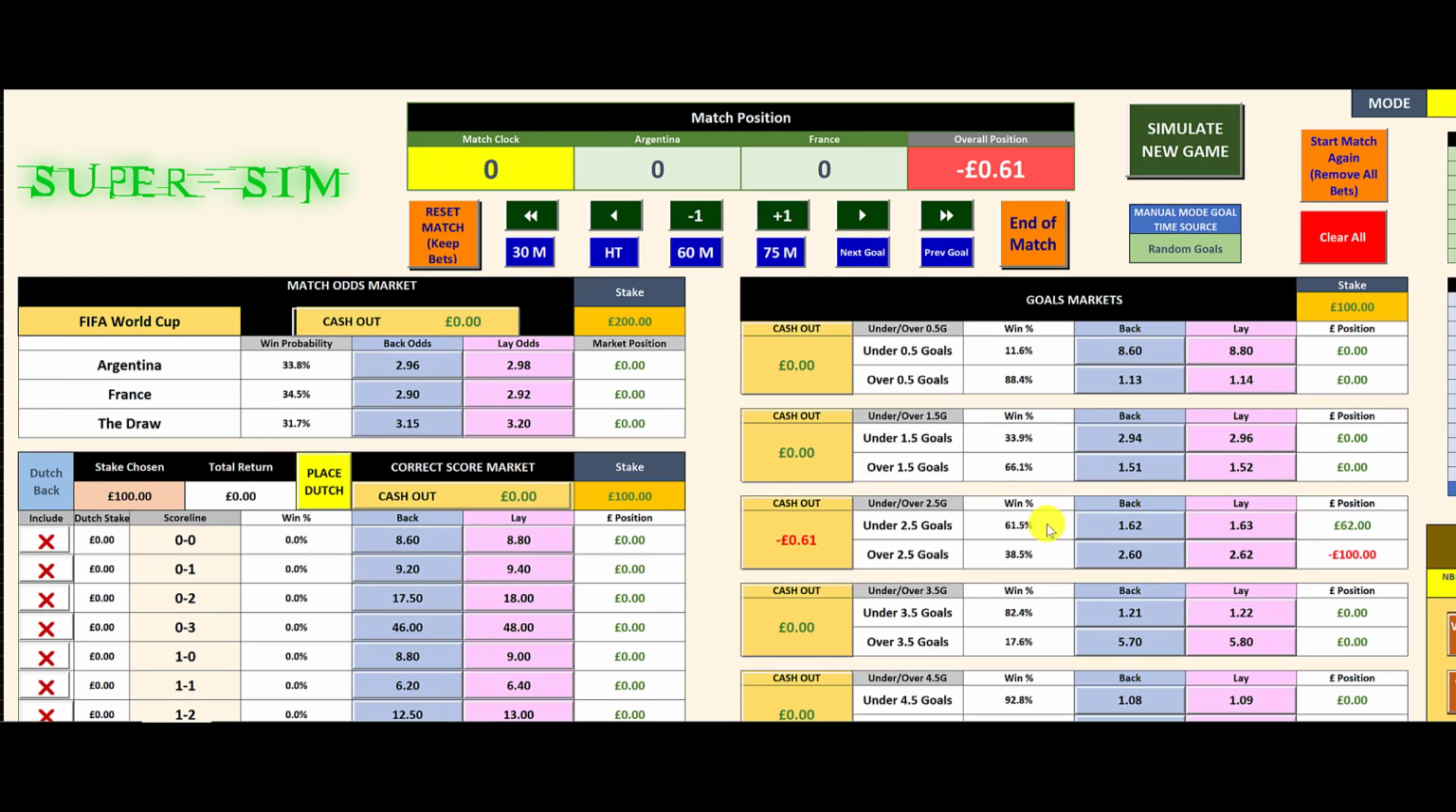To go again, Argentina, France, backing under 2.5 goals there at 1.62. Let's click on the next goal button, and let's see when that first goal of the match arrives, if it arrives. So France take the lead on 48 minutes, 1-0. But anyway, obviously, as we know, our exit point would have been half time. So that would have been a profitable trade. Okay, so let's just get that locked in.